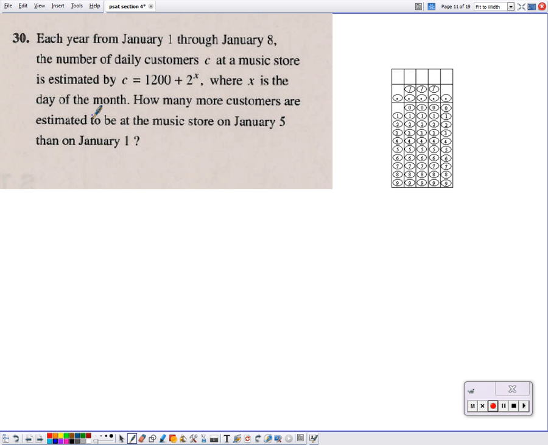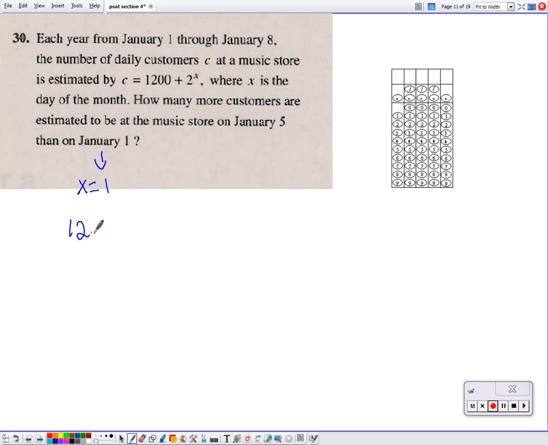Question 30. Each year from January 1 through January 8th, the number of daily visitors C at a music store is estimated by C equals 1,200 plus 2 to the x, where x is the day of the month. How many more customers are estimated to be at the music store on January 5th than January 1st? This is a pretty straightforward problem. All we need to do is plug in the correct x values. January 1 means that x equals 1.